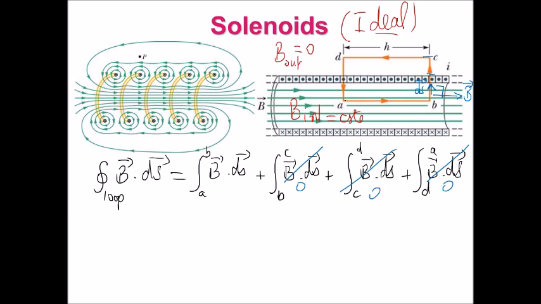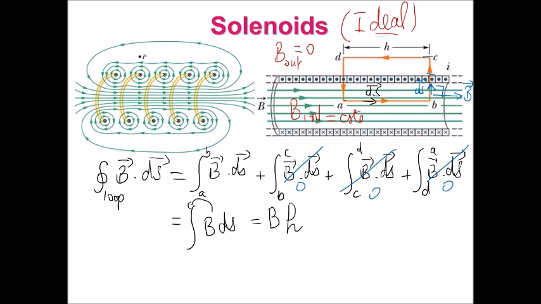Circulation of the field along path AB is uniform. B and ds are in the same direction. ds here is in this direction. So this is just the integral of B ds. B is uniform, so B goes out of the integral. So this is B times the integral of ds from A to B. That's what we call length h.